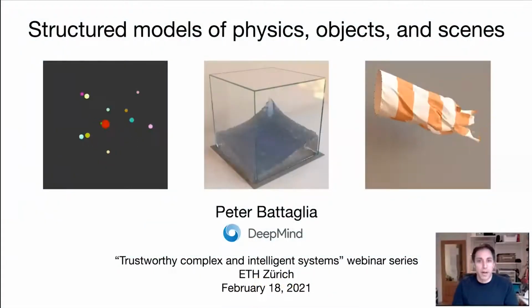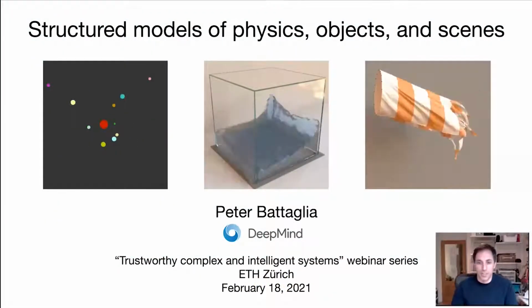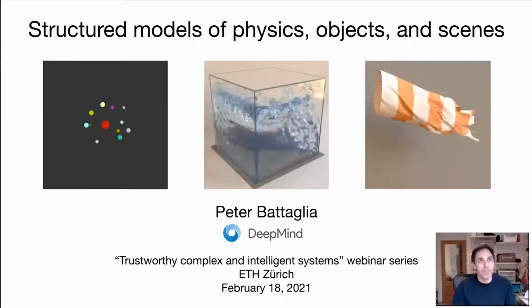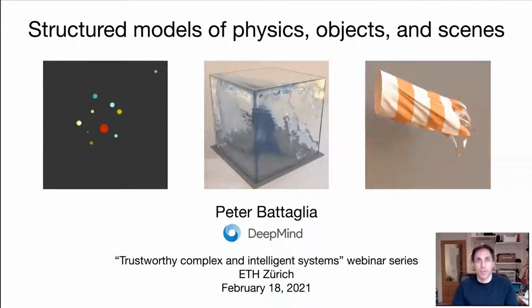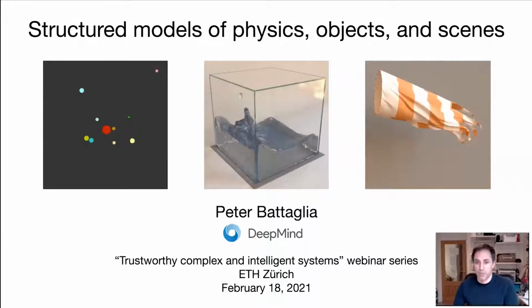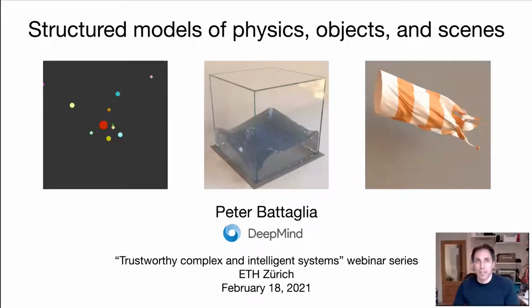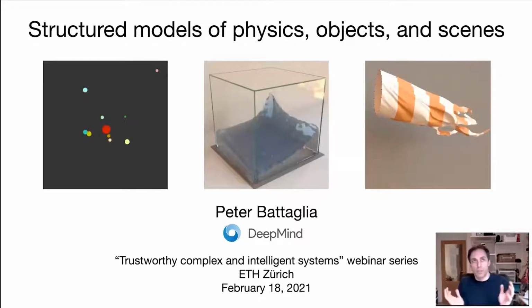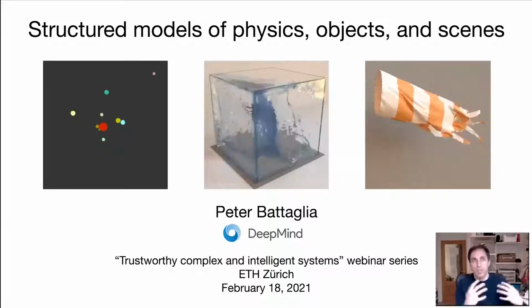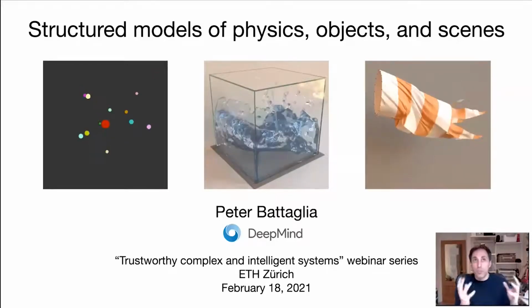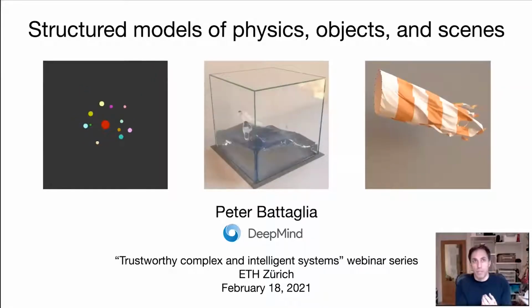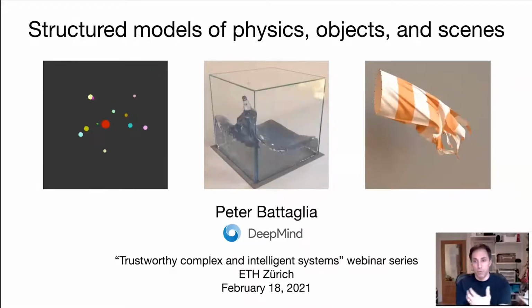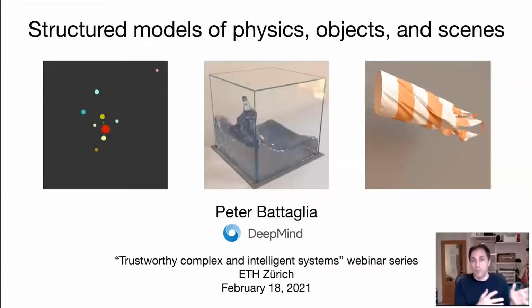Okay, so this talk is about structured models of physics, objects, and scenes, which is something that I've been very interested in for a long time. Lately, we've been doing a lot of work with graph neural networks, as I'll mostly focus on today. But I think the broader arc of the work that I'd like to present, which I've done with my collaborators, really is about richly structured models of the world. The idea is that if we can learn, or have, good forward models, we might be able to solve inverse problems with them.